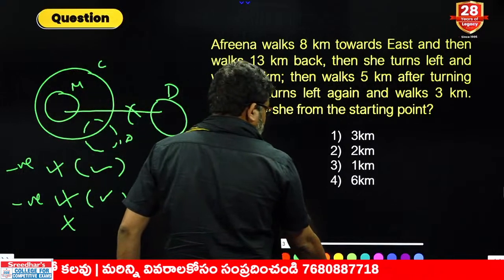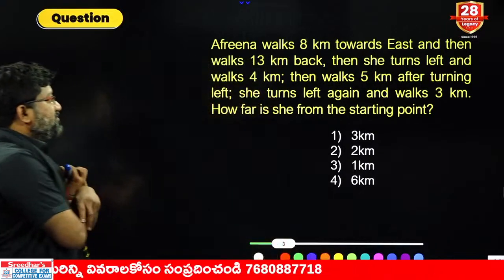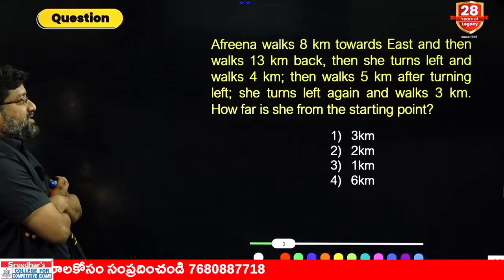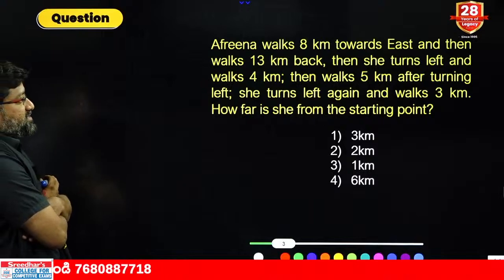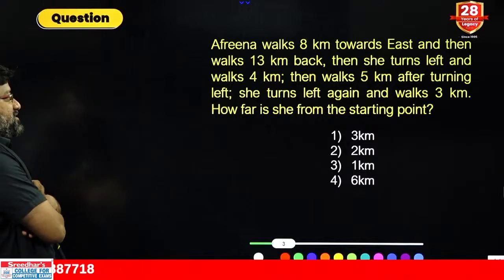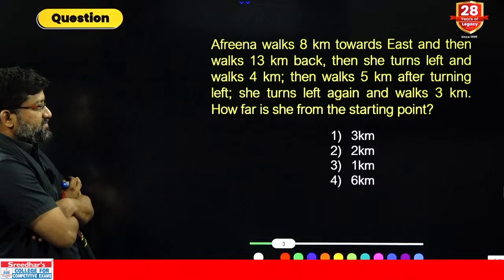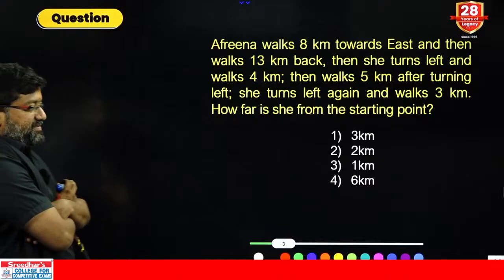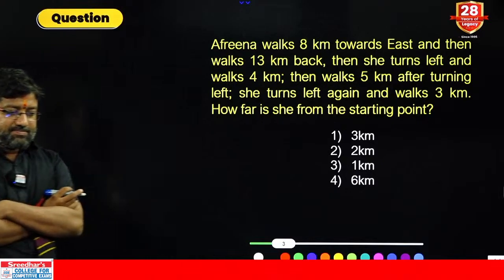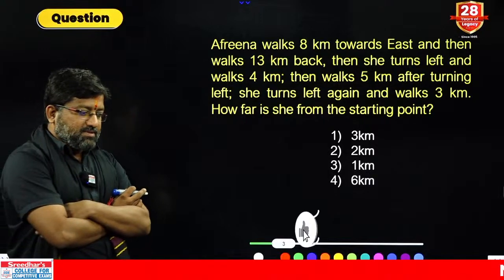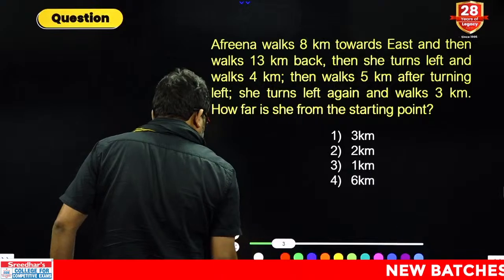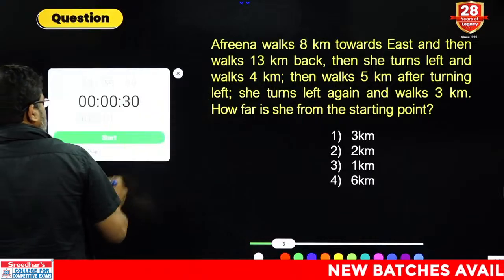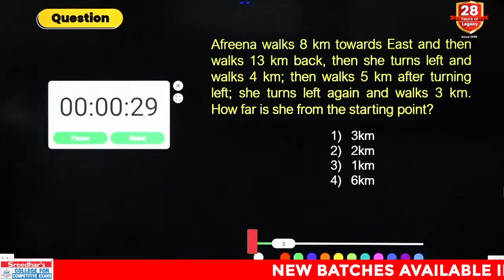Afrina walks 8 kilometers east and then walks 13 kilometers back. Then she turns left and walks 4 kilometers, then walks for 5. After turning left, she turns left again and walks for 3. How far is she from the starting point? Come on, come on, fast. Do you want me to activate the timer? Yes, I will activate the timer. Come on, 30 seconds. Fast, fast.